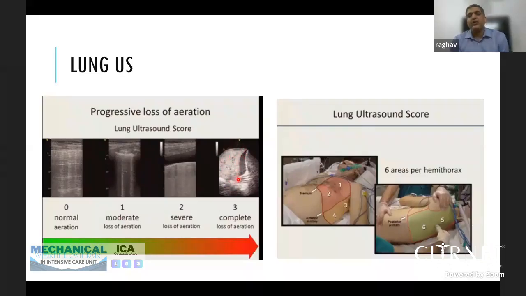That is complete loss. So you perform this lung ultrasound at low PEEP and then you repeat it at high PEEP. If there is a significant change in the score of the patient, that is from 3 to 2, or from 2 to 1, or 1 to 0, then it means that the patient has a recruitable lung and higher PEEP can be applied in these patients.